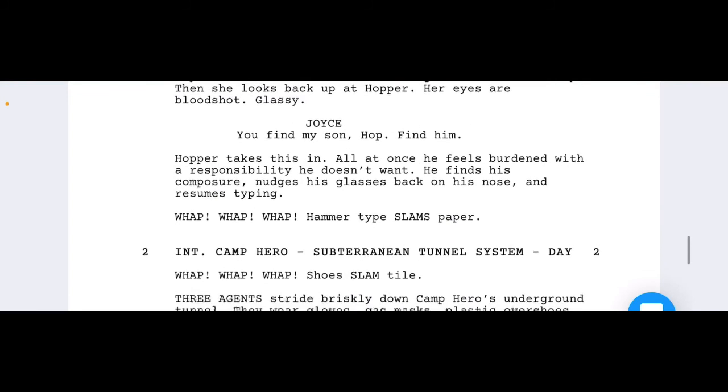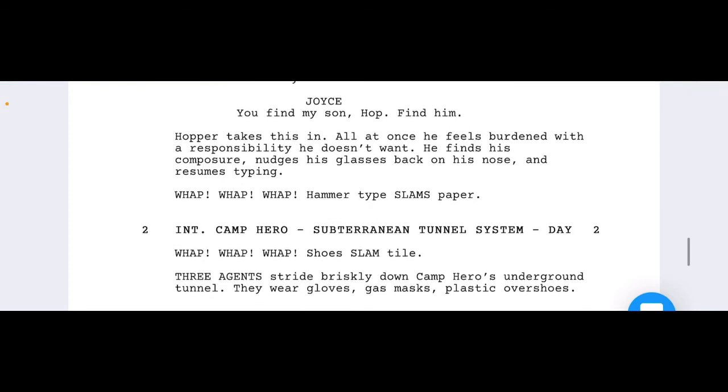And where it says things like her eyes are bloodshot and glassy, if you really listen to the other actor and you stay focused on what your character wants, in Joyce's case, that she wants to find her son, and she feels like Hopper's not listening, and so she keeps pushing him. If you imagine you're in that situation and somebody keeps giving you roadblocks to taking you seriously, if you listen to the other actor doing these things that keep stopping you from getting the thing you want, you will get frustrated if you really listen to them. Anyway, that's steering away from script analysis again as well. But Joyce says, you find my son, Hop, find him.